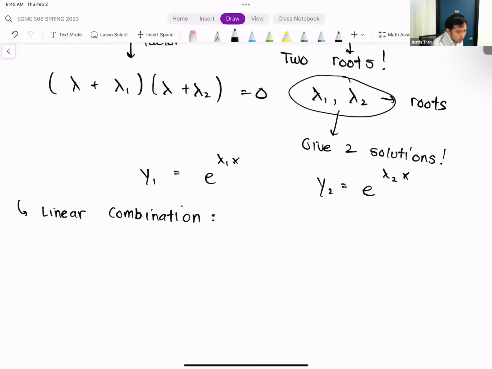Now that we have our two solutions, we can of course take our linear combination. Remember, one way we can obtain a full solution is to take our two solutions and just add them together. And so y of x equals c1 e to the lambda 1 x plus c2 e to the lambda 2 x.